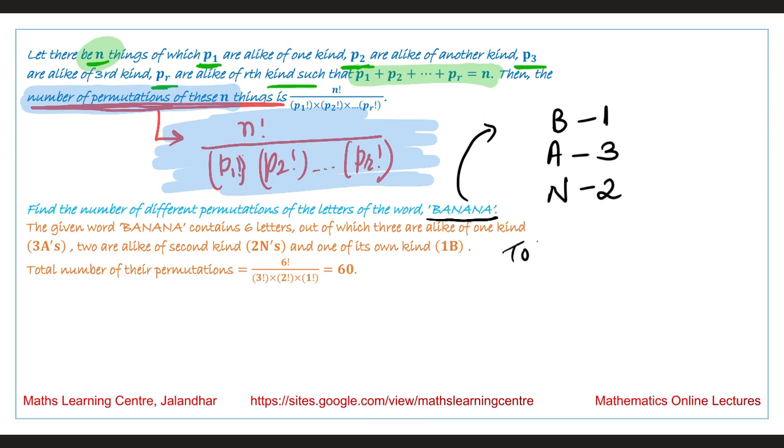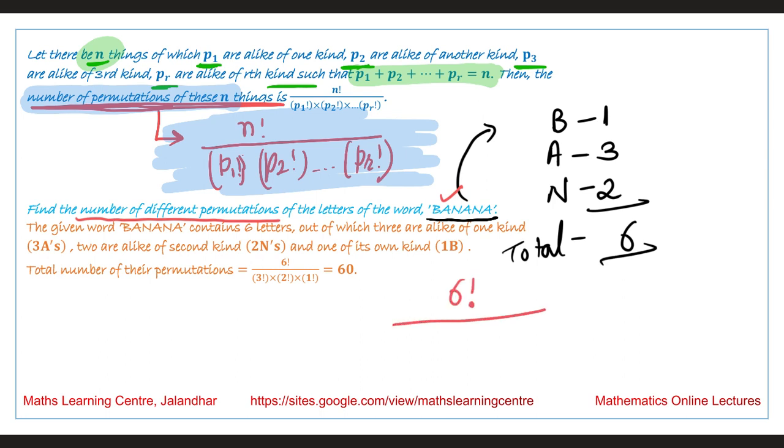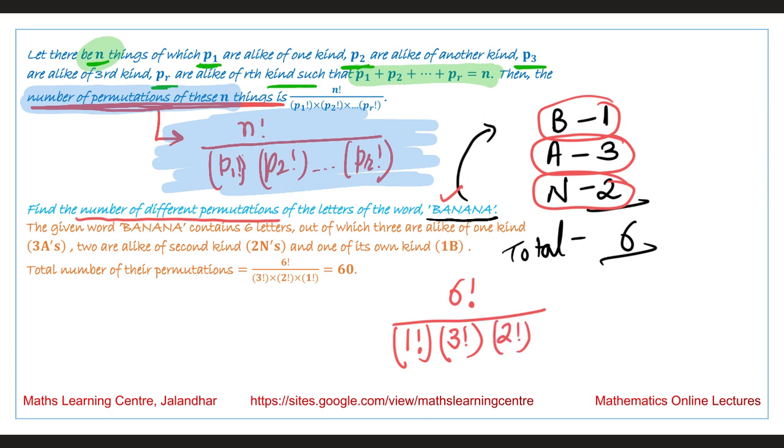Total number of letters we have is the sum of all these, which is 6. So the number of different permutations that can be made here is: total letters 6 factorial. B is 1 letter, so 1 factorial. A is 3 times, these are like terms, so we divide by 3 factorial. And N is 2 times, so we divide by 2 factorial.